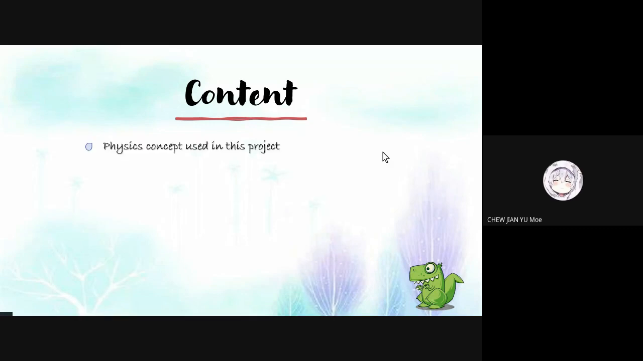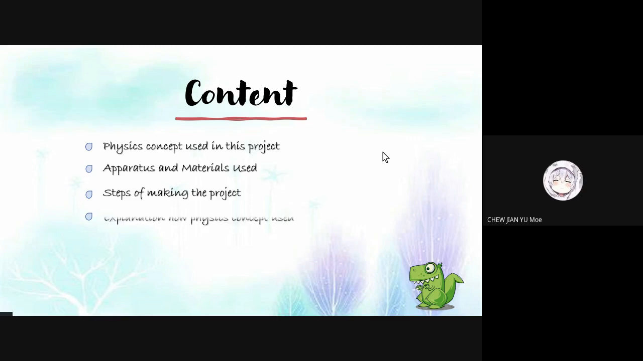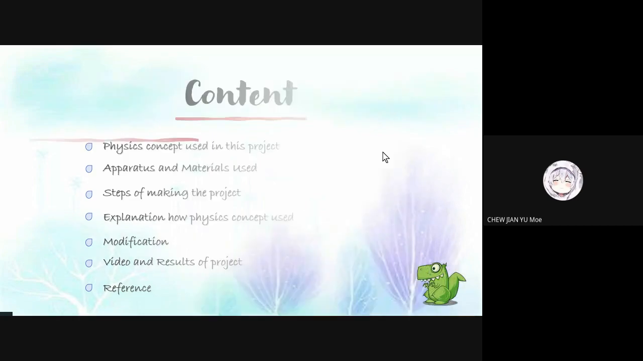First is the physics concept used in this project. Second is the apparatus and materials used. Third is the steps of making the project. Fourth is the explanation of how the physics concept is used. Fifth is the modification. And last is the video and the result of the project, and the references.